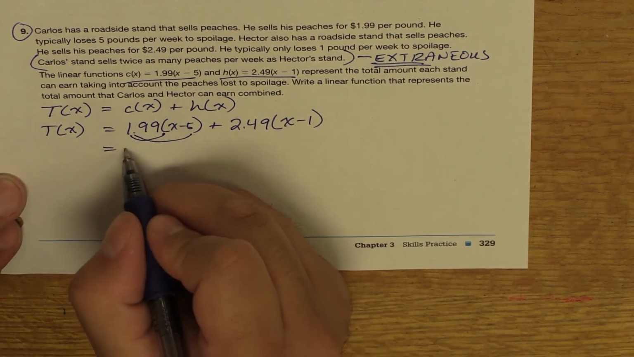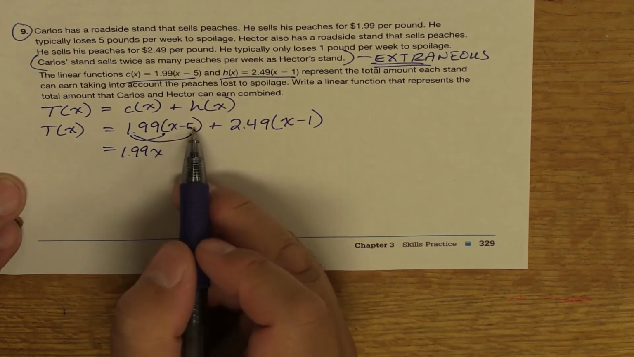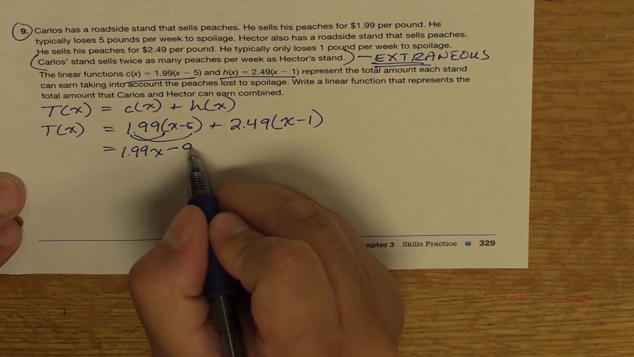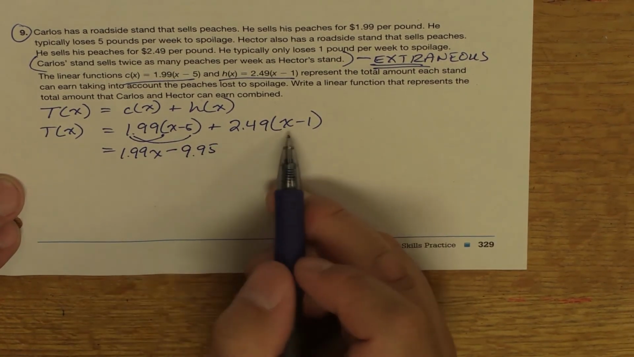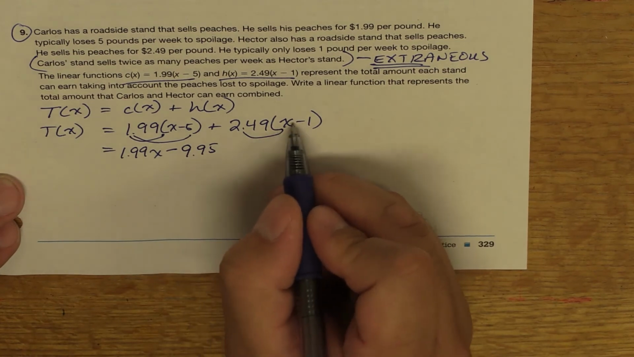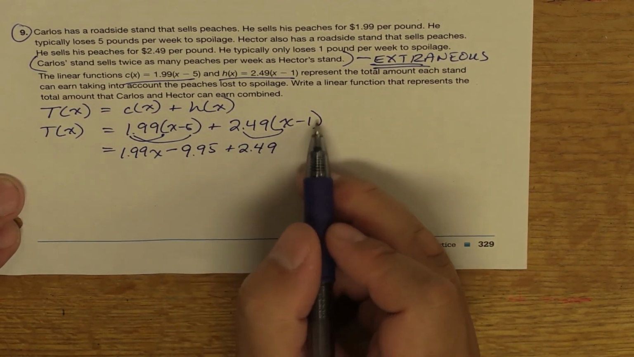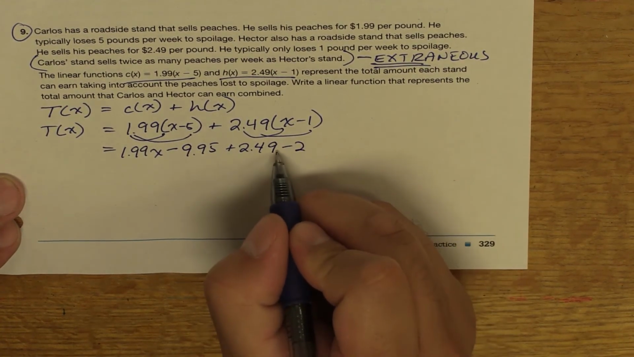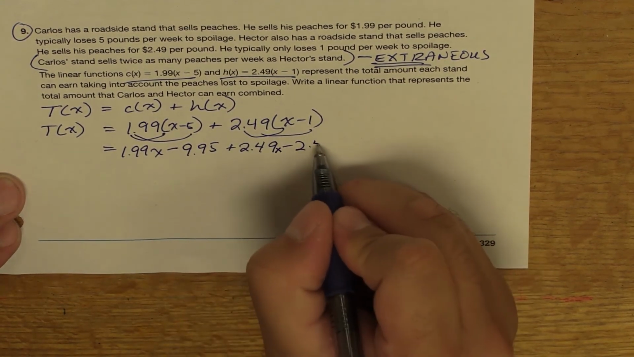1.99 times x, that's 1.99x. Let me see, this is close to 2. 2 times 5 is like 10, but I got to subtract 5 pennies. So that's going to be 9.95. Okay. And then I got to distribute this stuff. So 2.49 times x, that's positive 2.49x. 2.49 times negative 1, wait a minute, I forgot the x. 2.49 times negative 1, that's negative 2.49.